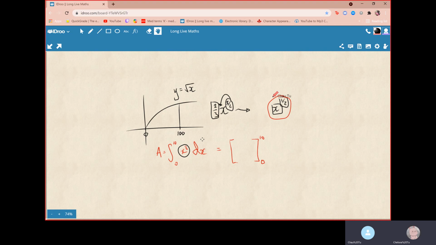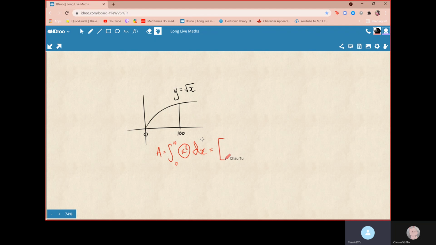Okay, Chelsea, let's start again here. We're trying to find the area from 0 to 100 of that square root graph. So for you to find the area, you would have to do what's called integrate. You have to integrate that. So when you integrate it, what would that give us? How do you integrate that, Chelsea?